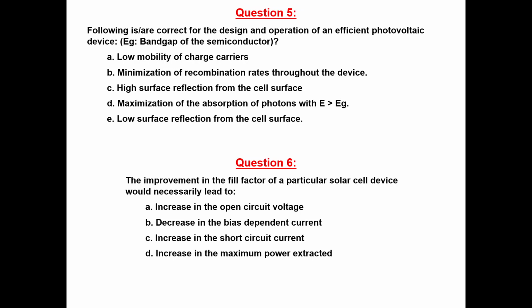The photons. Then fourth and fifth are very obvious. The maximization of the absorption of photons with energy greater than the band gap. This must be greater than EG, then only this electron can jump, right? And then it will jump.